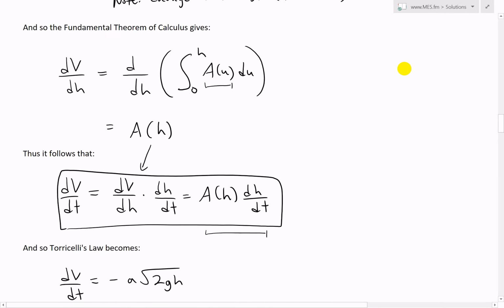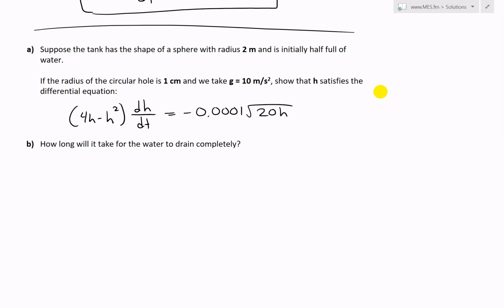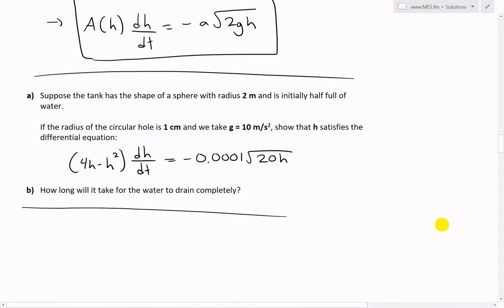So here's question 4, and part B basically asks how long it will take for the water to drain completely. And again, this is a continuation of part A, which says suppose the tank has the shape of a sphere with a radius of 2 meters and is initially half full of water. So it's half full initially, which means the water level in this spherical tank at time t equals 0 is equal to 2 meters. And then it says if the radius of the circular hole is 1 centimeter and we take gravity as 10 meters per second squared, show that the height satisfies this differential equation. And again, I went over that in my last video, so make sure to watch that.